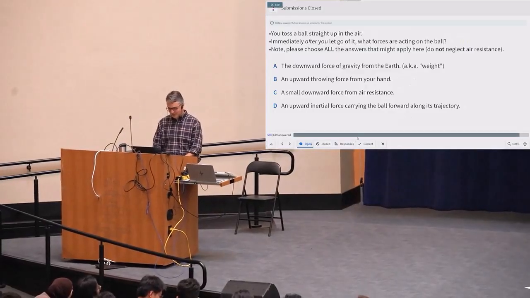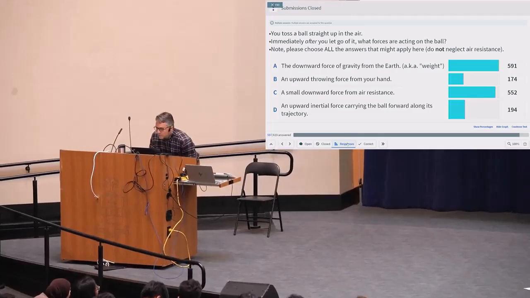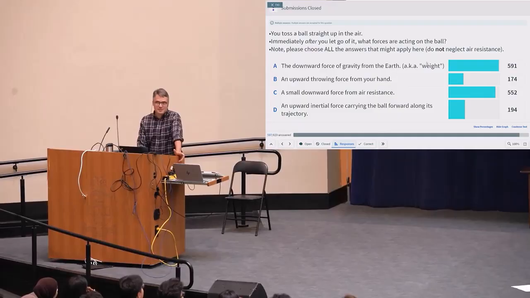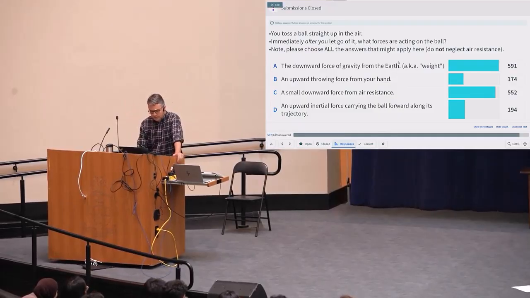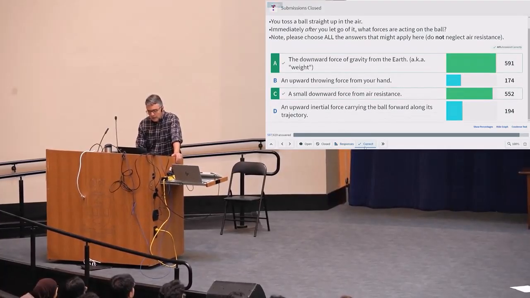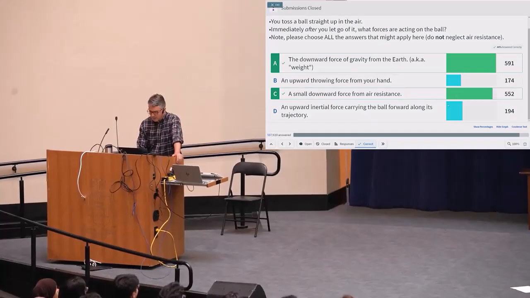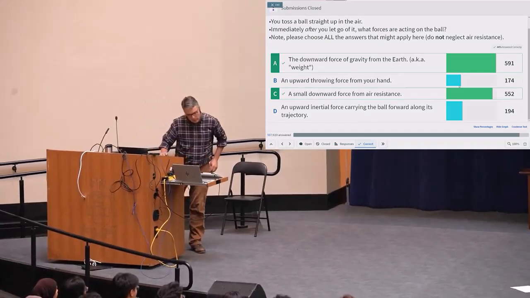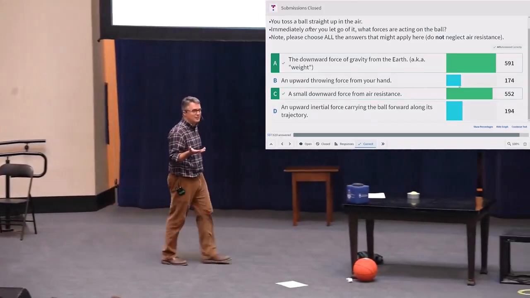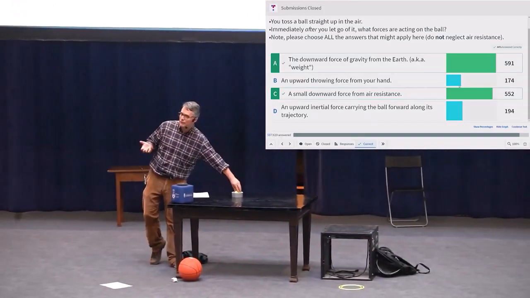Drum roll. Responses are... A lot of people voted for weight, which I think has got to be true, right? All of us have the downward force of gravity on us. Upward throwing force of hand got a lot less votes. Then small downward force of air resistance and this inertial force. So what I liked were A and C. The idea with B is just that after it's left my hand, I'm no longer applying a force to it.